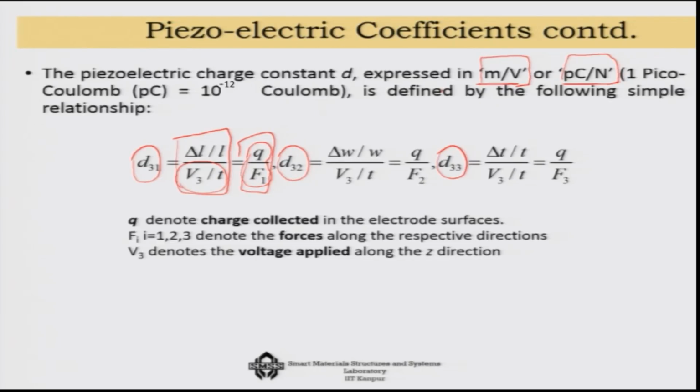So, the unit itself is amply clear. The other point is that instead of coulomb per Newton, we are using picocoulomb because the capacitance is generally quite low. So, this is a very important constant, the piezoelectric charge constant, that we will be using.